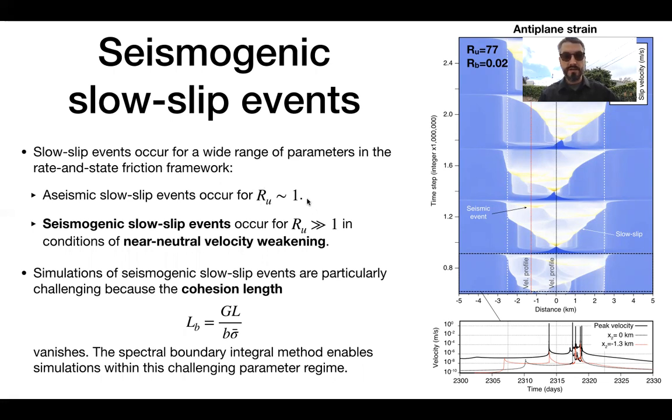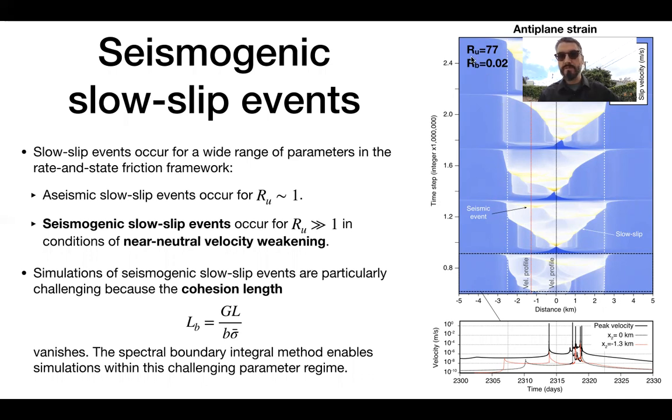However, seismogenic slow slip events occur for large RU numbers in the case of a very small nucleation size, as long as the other parameters give rise to near neutral velocity weakening. And this is a case that is particularly challenging to model numerically because simulation of slow slip events requires resolving the so-called cohesion length, which in fact vanishes in conditions of near neutral velocity weakening. So the spectral boundary integral method enables these simulations in this challenging parameter regime.